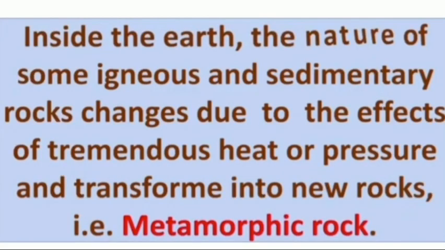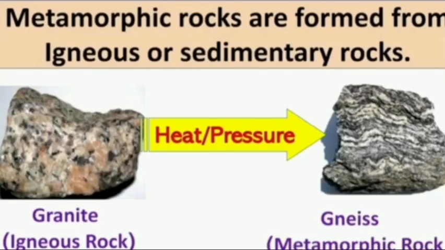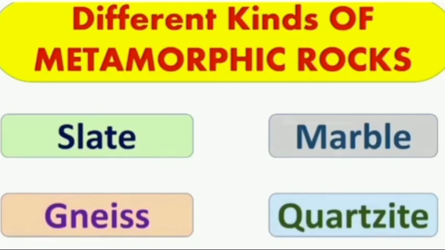Inside the earth, the nature of some igneous and sedimentary rock changes due to tremendous heat or pressure and transform into new rocks, that is metamorphic rock. For example, metamorphic rocks are formed from igneous or sedimentary rocks like granite. And igneous rock, when under pressure and heat, changes to gneiss, a metamorphic rock. Different kinds of metamorphic rocks are slate, gneiss, marble, quartzite.